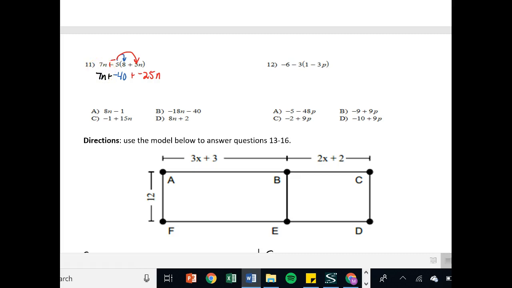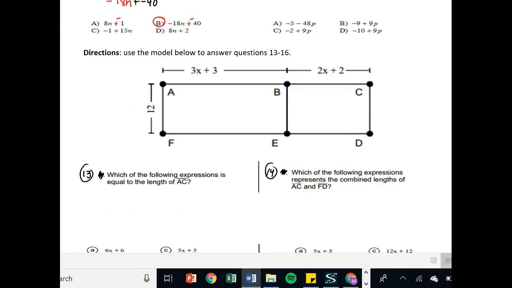So now I look for like terms, right? 7n and negative 25n. Those are like terms, DSSN. Different signs subtract more. 25 minus 7, 18, but I have more negatives, so negative 18n. And then again, plus negative 40. Everything always with a plus sign. Again, don't freak out in your answer choices. Say, oh, plus negative, plus negative. And there's my answer, negative 18n and plus 40. And I'm going to leave you to do number 12.